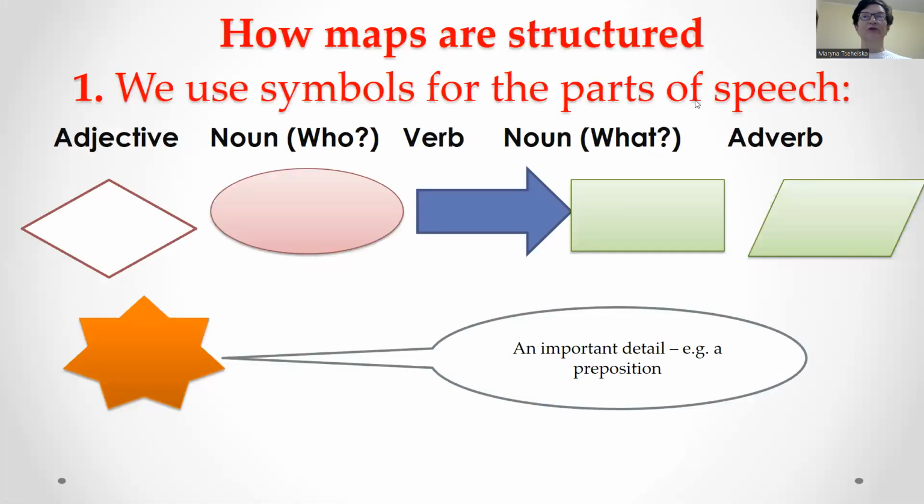So let's look at how the maps are structured. First of all, we use symbols for the parts of speech. You may stop here and study the symbols. It's a diamond for adjective, a bubble or oval for noun, an arrow for a verb, noun meaning object will be in a rectangle, and the adverb will be in a trapezoid. We use color coding as well. These colors will usually be used for building sentences.